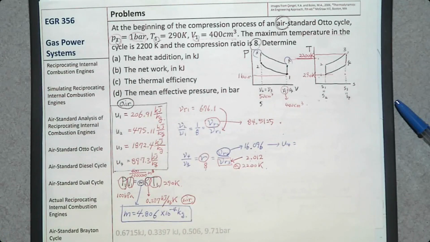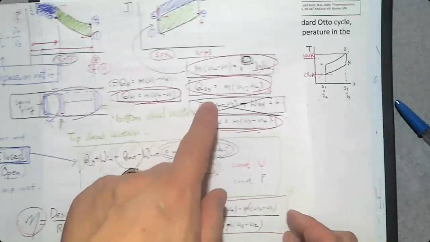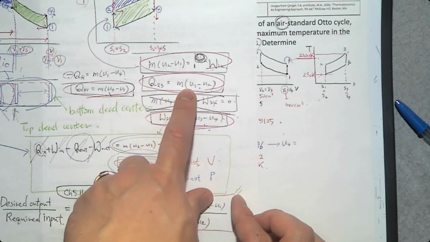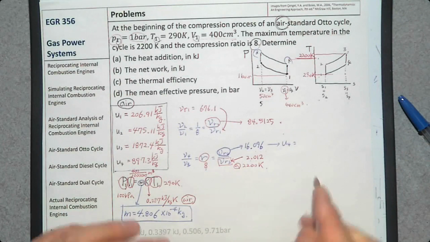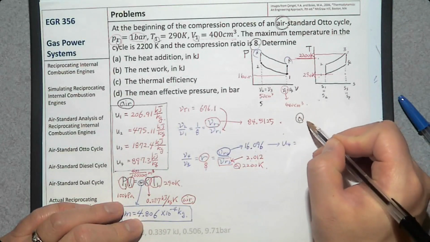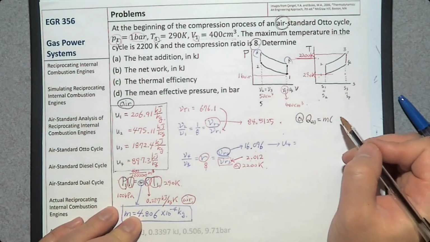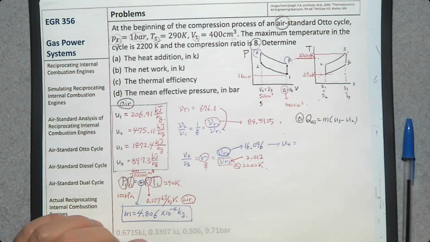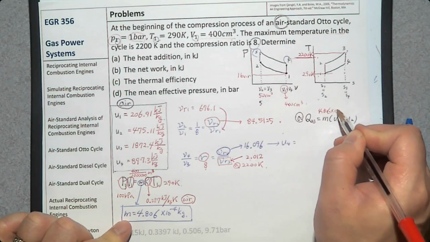What is the heat addition? We can go back to this energy balance equation. Where is the heat addition? Heat addition is Q23. So we can calculate Q23 by mass times U3 minus U2. Heat addition Q23 is going to be mass times U3 minus U2. And we know the mass here, 4.806 times 10 to minus 4.